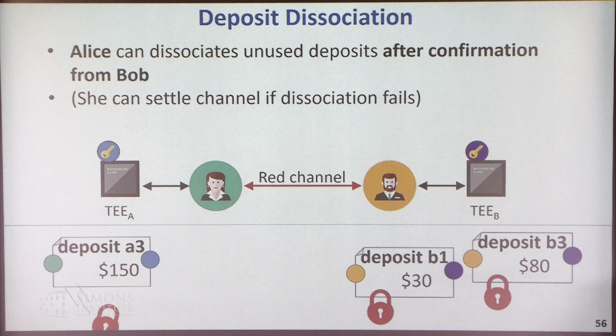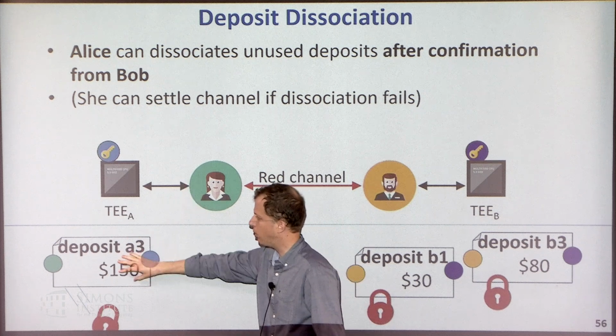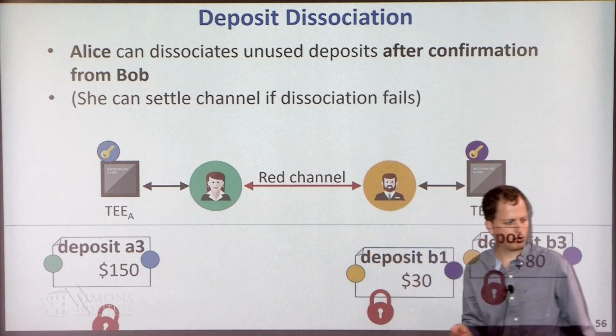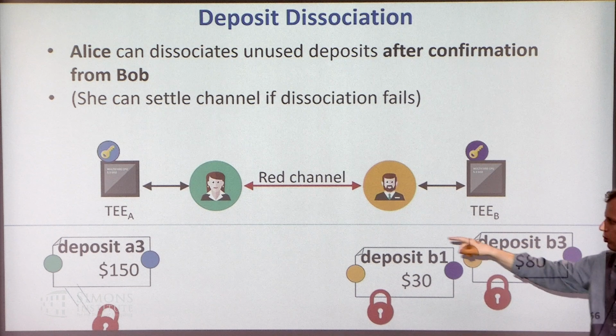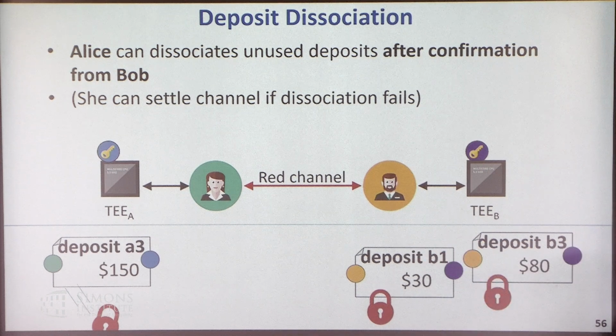And interestingly, we can do something that we could not do before. The deposits are not locked into the channel ad infinitum, but only if they're necessary. So if Alice had the deposit A3 associated with the red channel, and then she doesn't need it because Bob paid more than she did, she can dissociate the deposit from the channel. This is a process she's doing with Bob. She needs Bob's permission that he doesn't need this deposit anymore, and if he fails, then she can always settle the channel at the previous state. But otherwise, if everything went well, then she can now take this deposit and use it elsewhere. This is important. This means fewer transactions going to the blockchain.